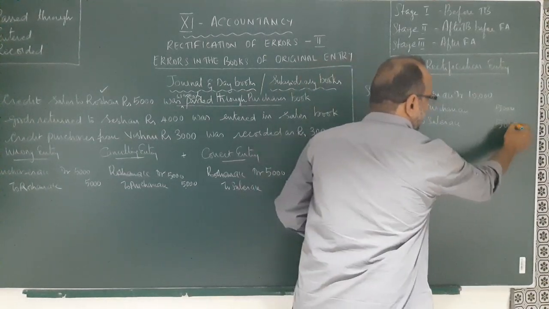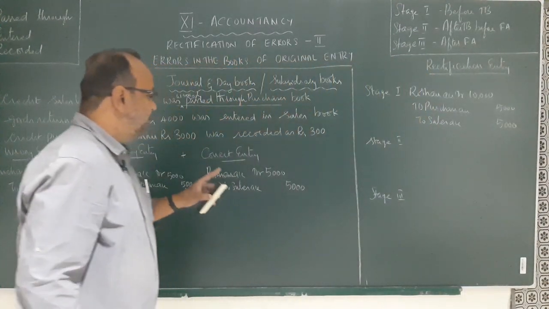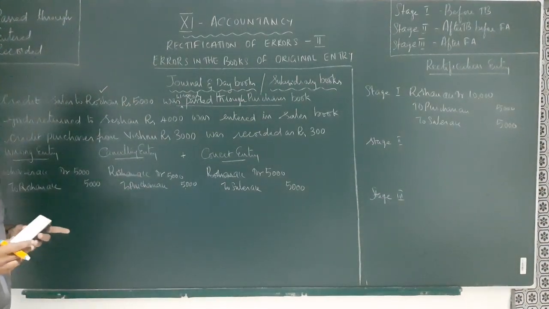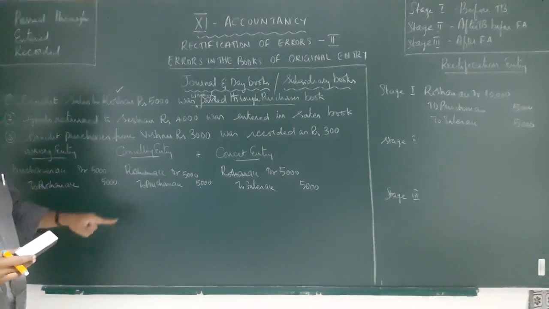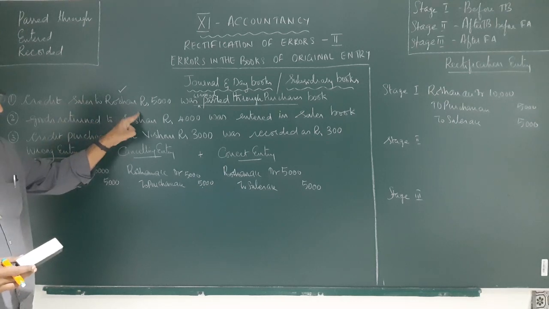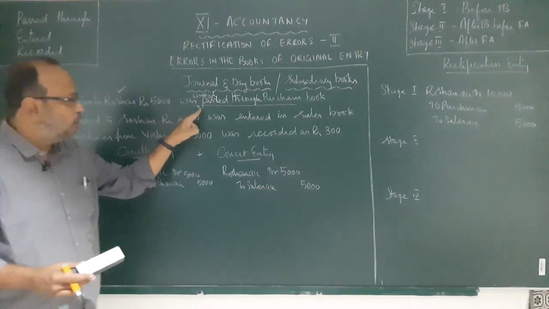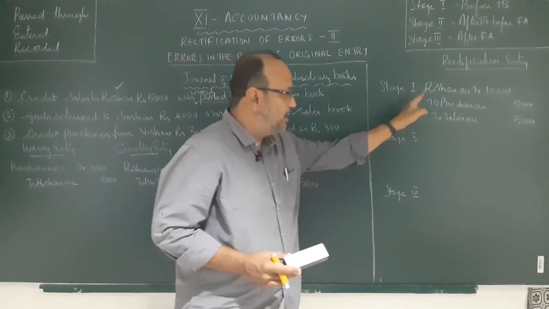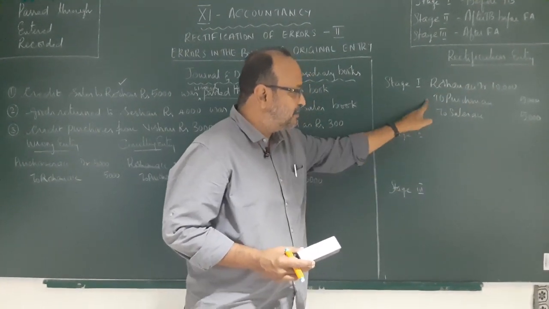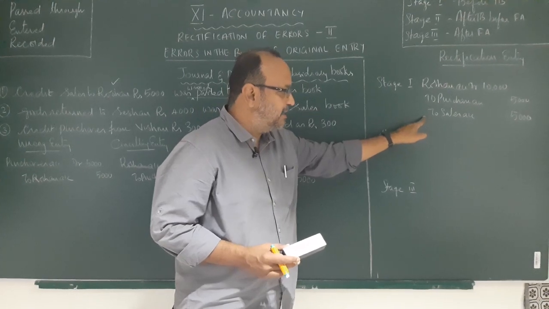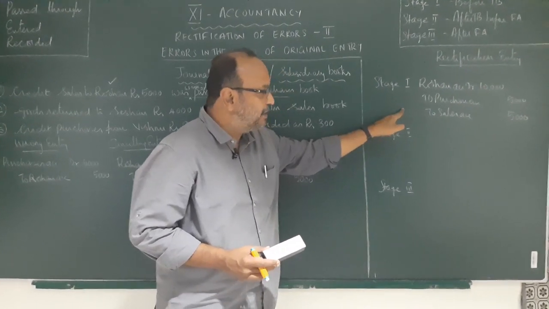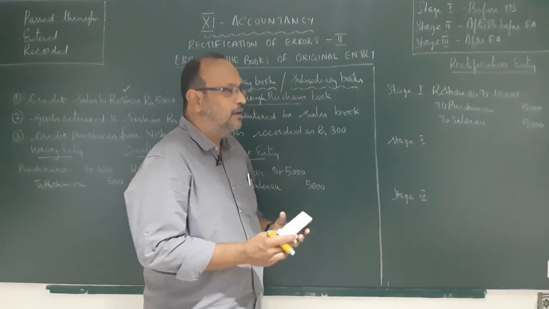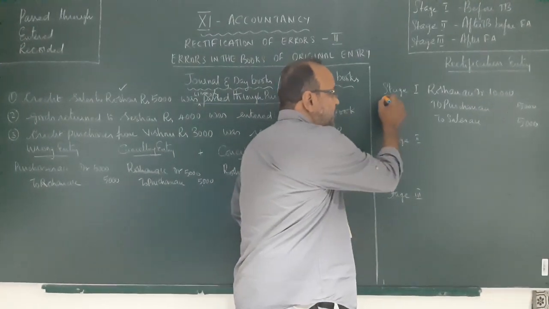Now this is the rectification journal entry for an error in the book of original entry, where a credit sale to Roshan for rupees 5,000 was wrongly passed through the purchases book. Roshan account debit 10,000 to purchase account 5,000 and to sales account 5,000. Now this rectification entry will happen when we are rectifying it in stage 1.